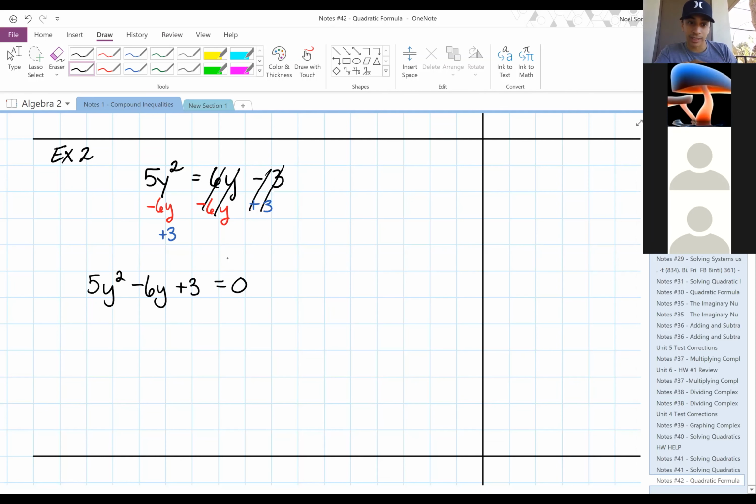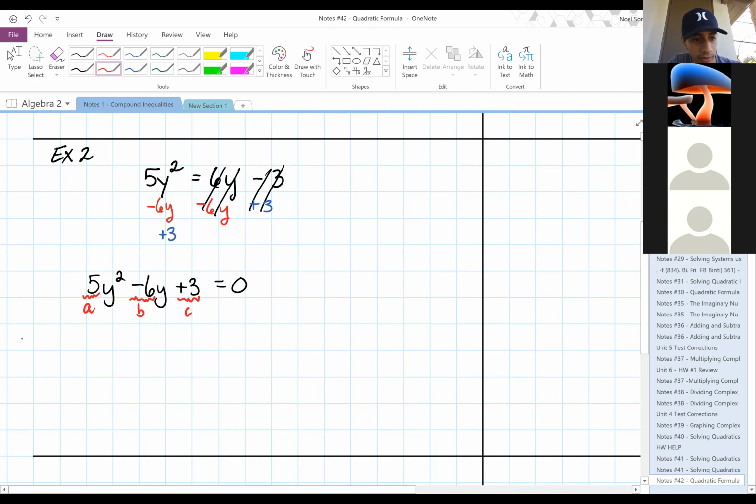Otherwise, your B is going to be the opposite sign, and your C is also going to be the opposite sign. Okay. So move everything to the left or move everything to the right, doesn't matter. And now you can go ahead and identify what is my A, what is my B, what is my C. In this case, 5 is going to be our A, -6 is going to be our B, and +3 is going to be our C.